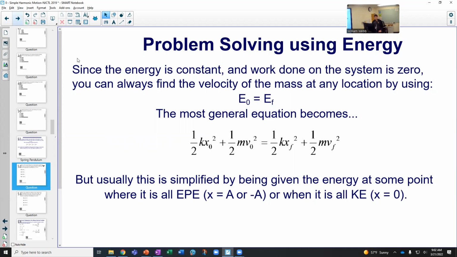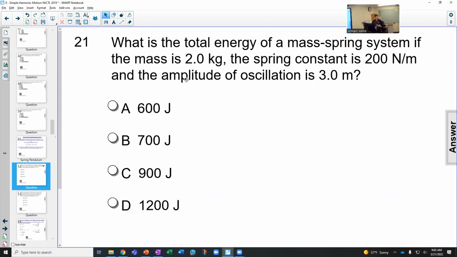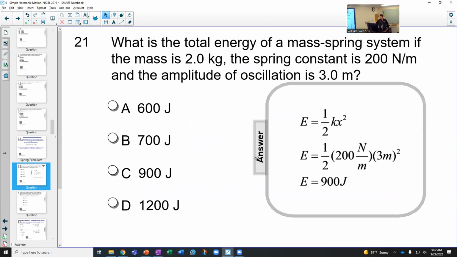So if we can find the elastic energy at the amplitude, that is the total energy, because at that point kinetic would be 0. And so just like Andrew indicated, we can use the 1/2 kx squared. They give us the k value. They give us the displacement at that amplitude position. So we just make sure we square it and then multiply by 1/2, and we'd find out 900 joules would be the total energy of the system.